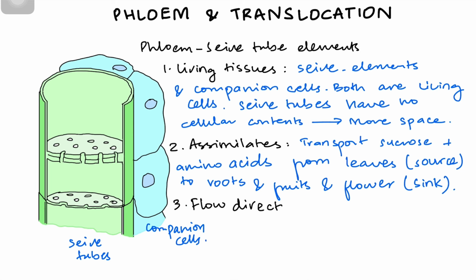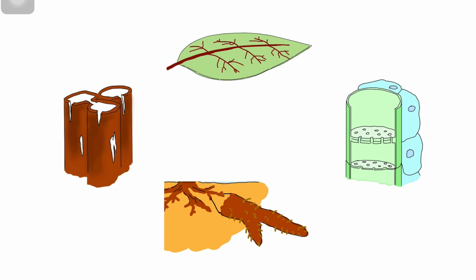The third point we should know about the phloem tissue is their flow direction. Here, the food molecules flow in both directions, upward and downward. If there are more fruits on the upper region of the plant, then food is mainly moving upwards. It is also moving downwards towards the roots.